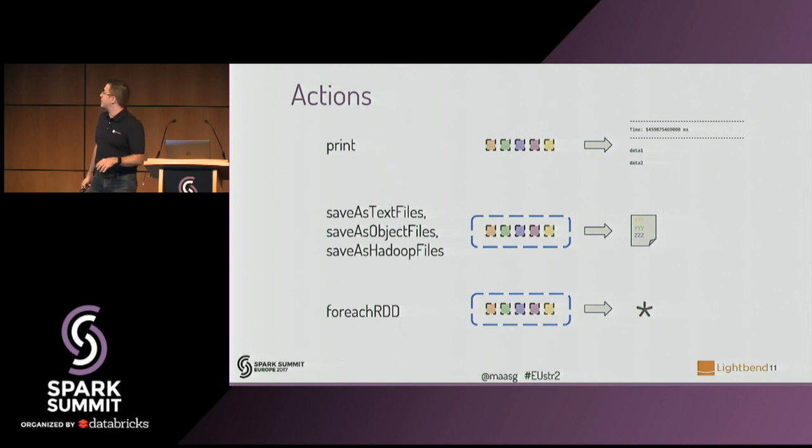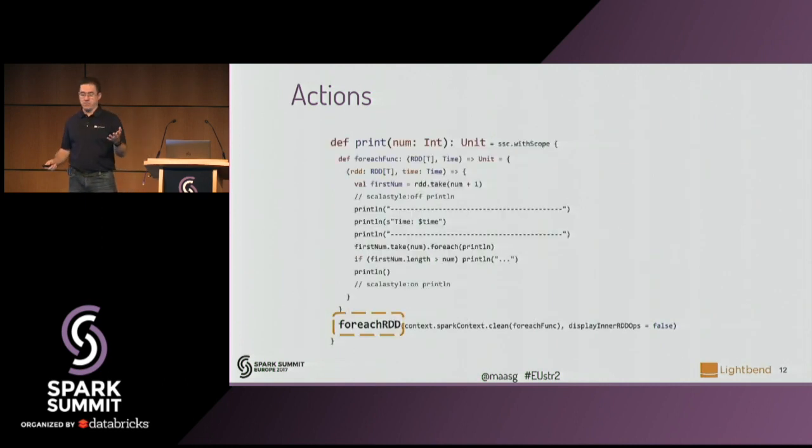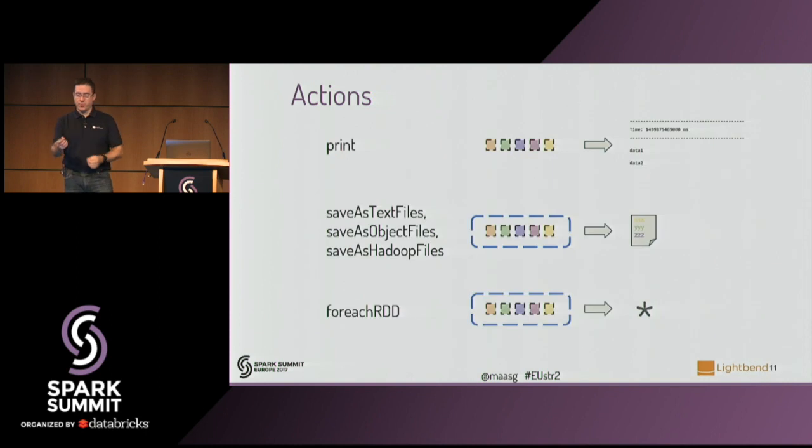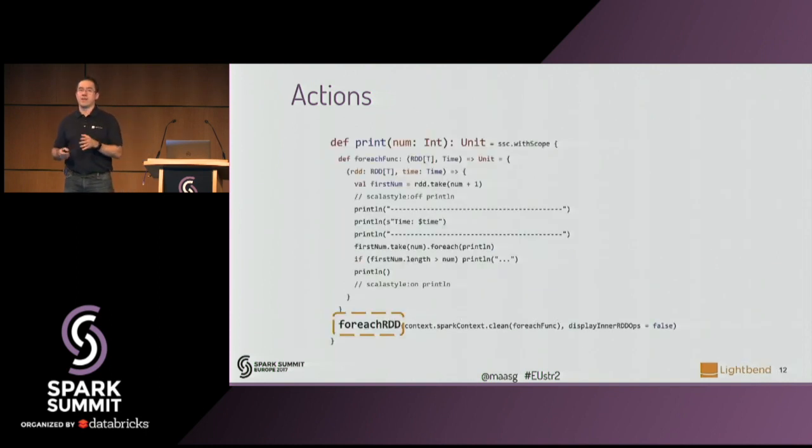And as it turns out, we only have one, because all the implementations of all these print and save as operations boil down to applying foreachRDD with a certain closure. So if you go to the source of any of those, you will see that it always ends up in the foreachRDD operation.